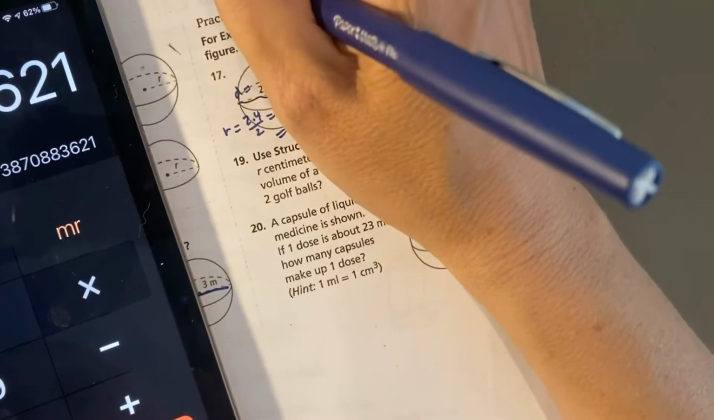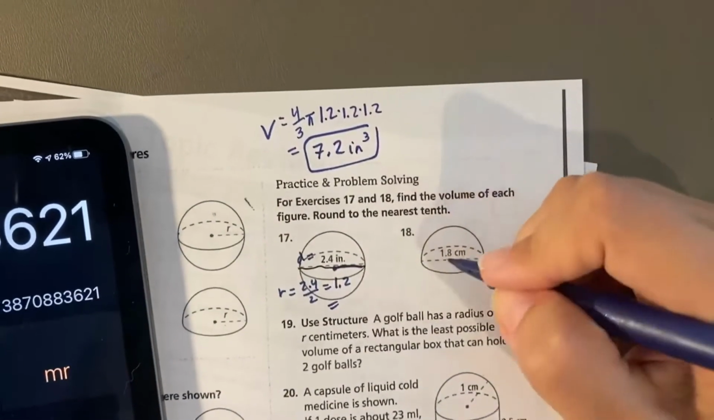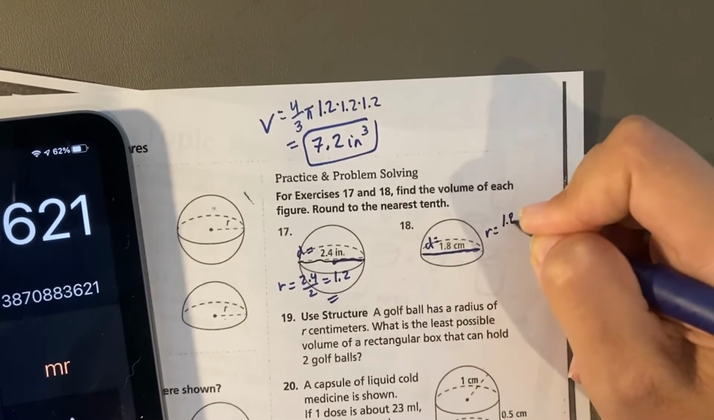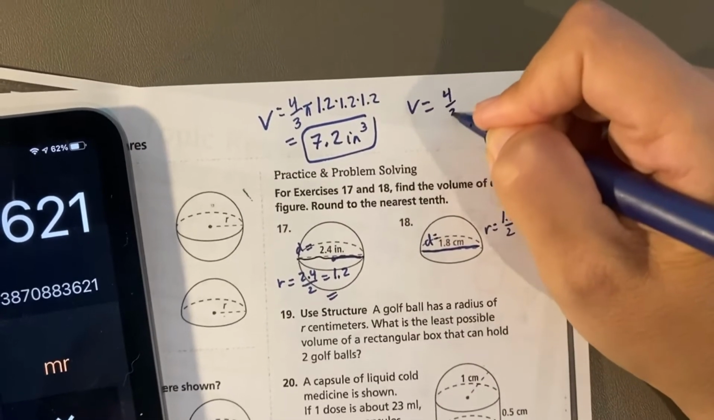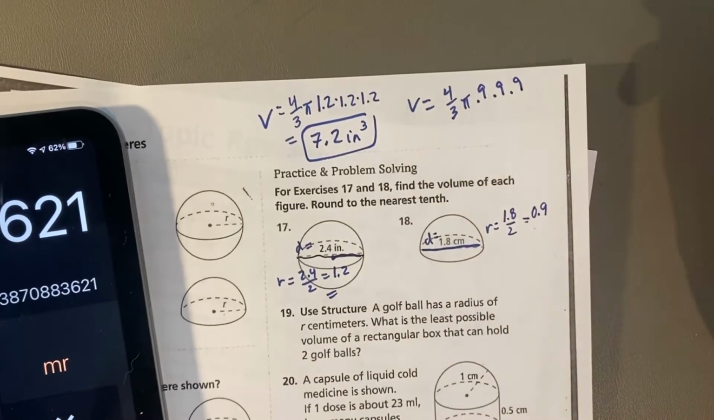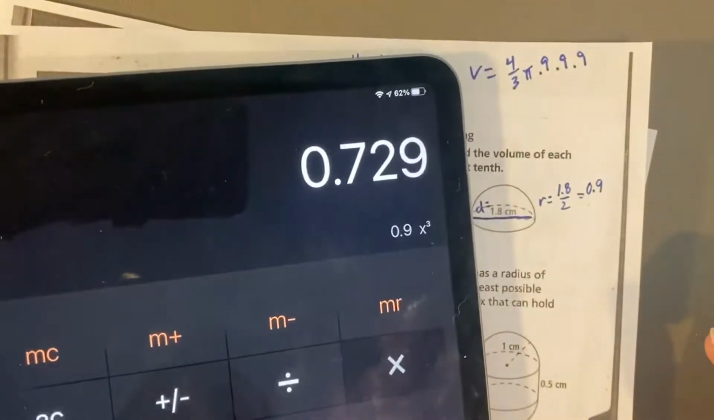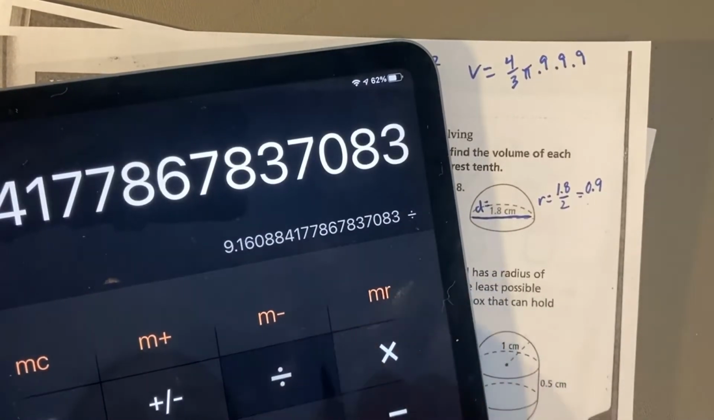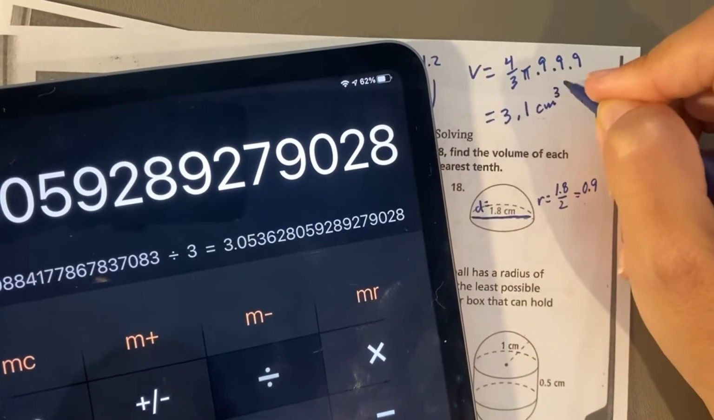Equals 7.2 inches cubed. Right? Here, they're still trying to get you to fall for that, and I'm not going to fall for it. I hope you would never fall for that either. That would be 0.9, so our volume would be 4/3 pi times 0.9 times 0.9 times 0.9. Okay, so 0.9 cubed is that times pi times 4 divide by 3. 3.1 centimeters cubed.